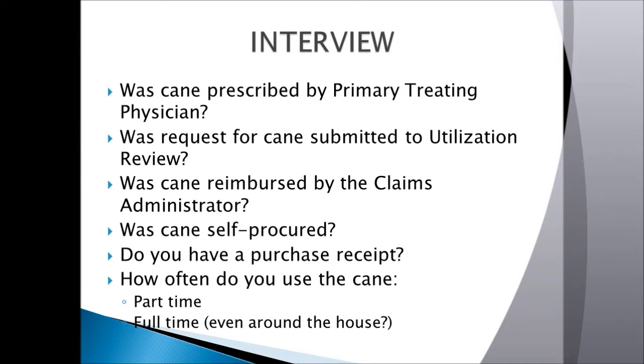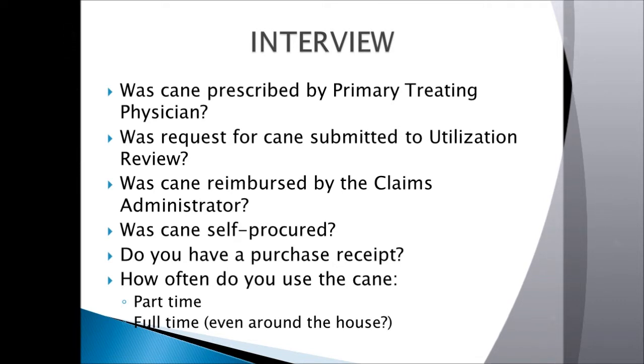If indeed the cane was prescribed by the primary treater, you should see some indication of that in the medical records, probably under the treatment section of the SOAP notes. If the cane was submitted to utilization review, you'll probably see some evidence of that in the UR records. If the cane was reimbursed by the claims administrator, you'll probably see some reference somewhere in the medical records. Now, if you find no reference in the medical records, does that mean the cane is not a medically necessary device? No, it simply means that you may need to investigate a little bit further. But these are some questions to get you started, and they may reveal in 80 to 90% of cases whether or not this cane qualifies as medically necessary, or was simply something the injured worker got at the flea market or borrowed from their brother, etc.